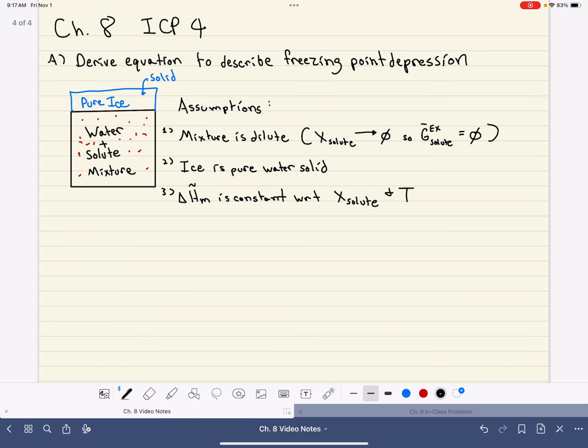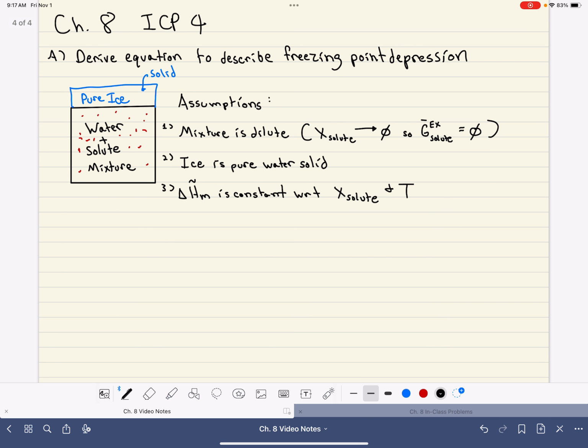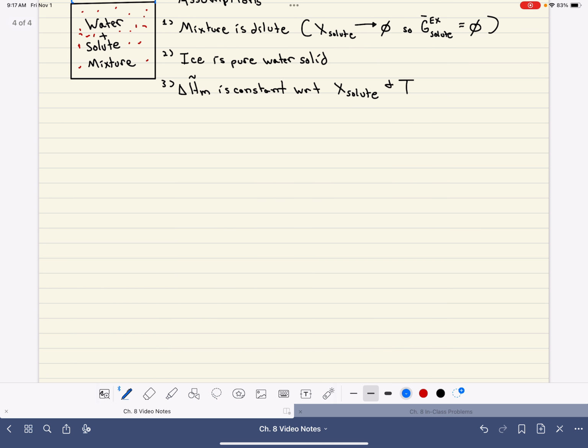For approaching this type of problem, there are a couple of basic steps that you could follow. The first step is you need to define your equilibrium criterion. So what are the rules that need to be satisfied in order for two phases to coexist?